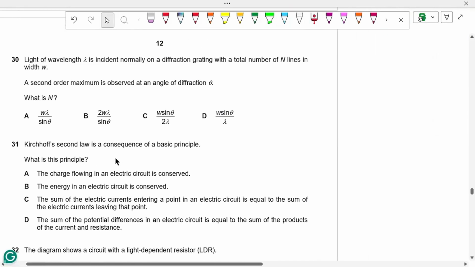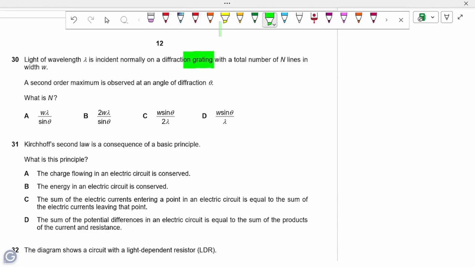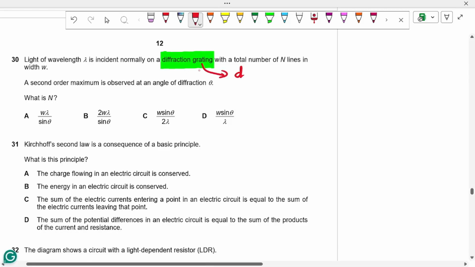Question 30. Light of wavelength lambda is incident normally on a diffraction grating with a total number N lines in width W. If you don't know what a diffraction grating is, you're in luck. I'm showing it on the screen right now. That's what a diffraction grating is. It consists of different lines with a certain width that's present. My goal basically is to say, the moment you see the word diffraction grating in any question paper, just say d sine theta equals n lambda. Trust me, it's going to come in handy.